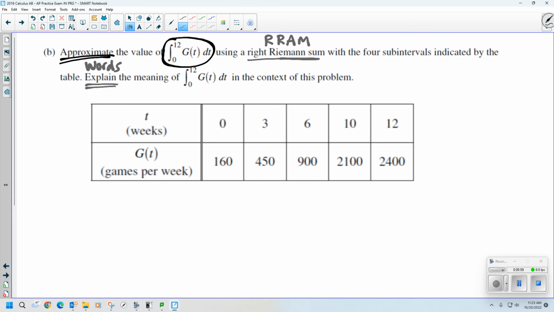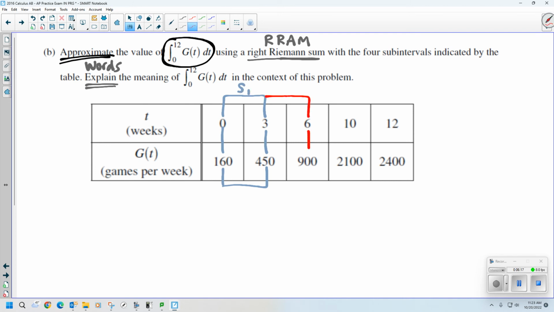Now, 4 subintervals indicated by the table. Okay, let's go. This light blue will do. Here's the first subinterval. I should do these different colors, but this is subinterval 1.